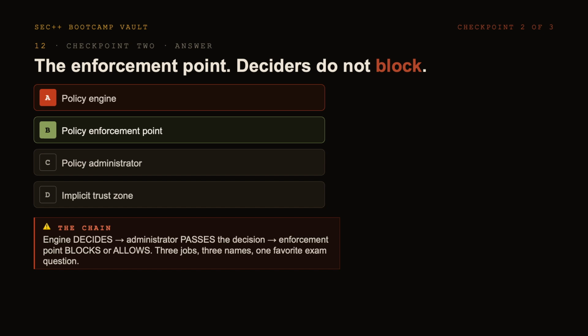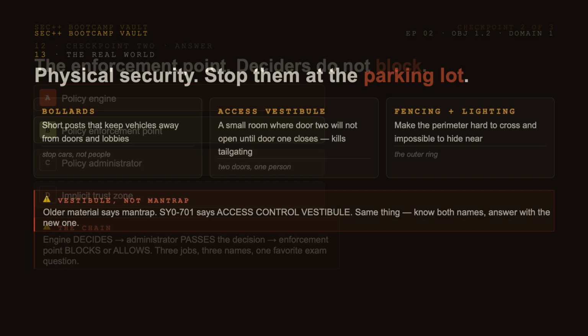The answer is B. The policy enforcement point. The chain goes like this. The policy engine makes the decision. The policy administrator passes that decision along. The policy enforcement point sits in the path of the traffic and actually allows or blocks it. 3 jobs, 3 names. If you pick the engine, remember, deciding and doing are separate jobs in zero trust, and the exam tests exactly that line.